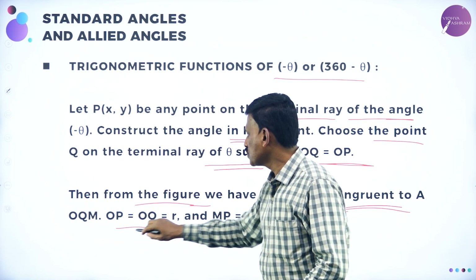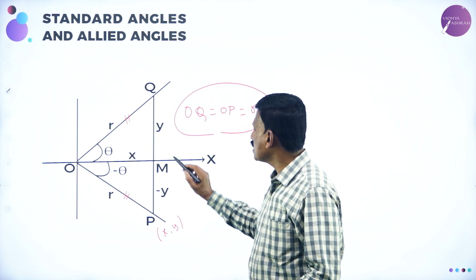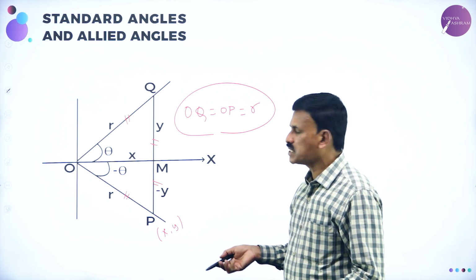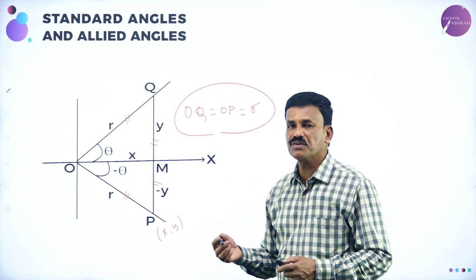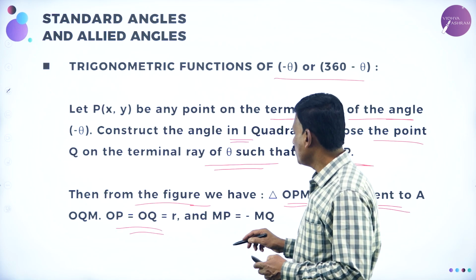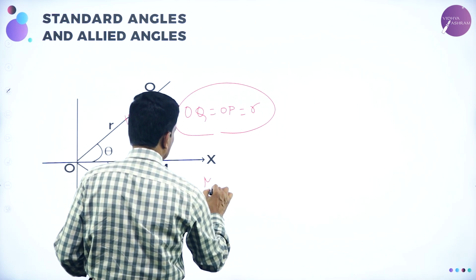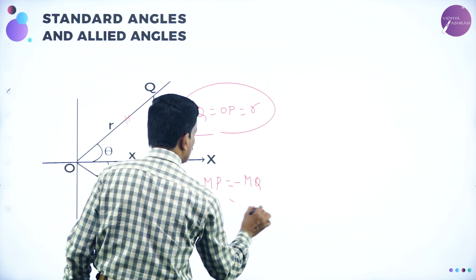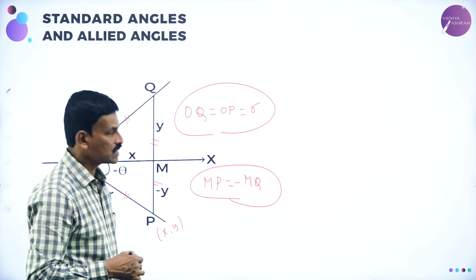The distance MP is also equal to MQ. These two distances are equal, but they are in opposite direction. So, therefore, the signs are different. Here the length is the same, whereas the direction is different. So, therefore, we can write MP is equal to minus MQ. This is the construction part.